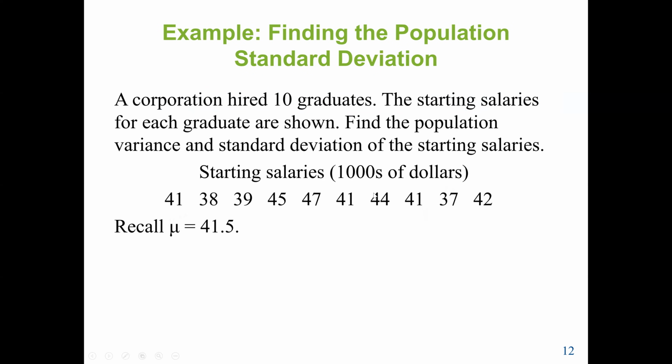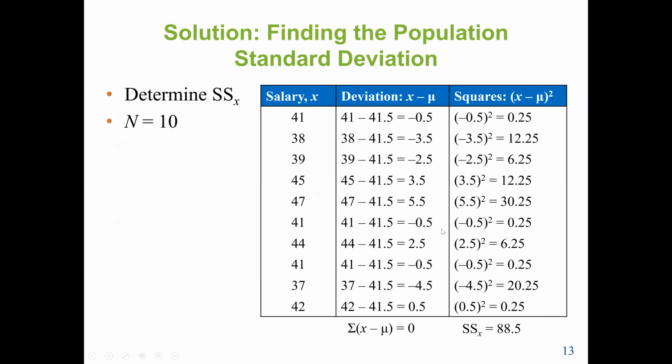Again, this is the same example of the 10 starting salaries of graduates. We were able to find the mean. The mean was 41.5, or we just add all the values and divide by 10. So now we find the deviation for each value. Then we square it so that we get rid of the negatives. So we can see that the sum of squares gives us 88.5, but the deviation total will give us 0.